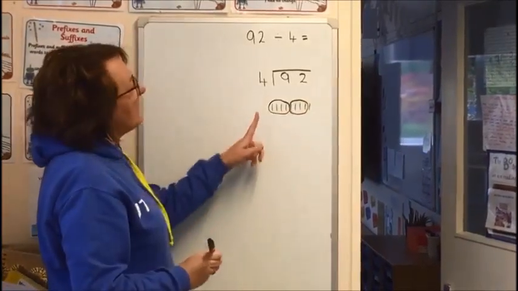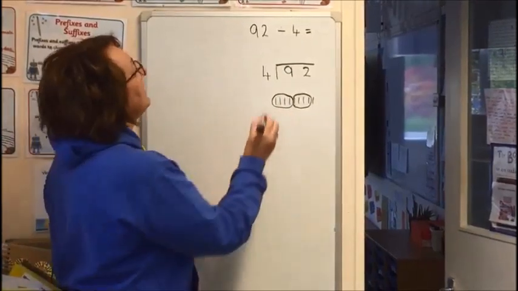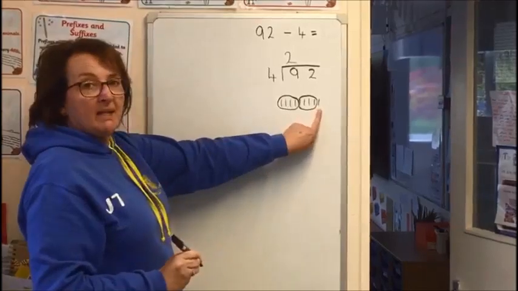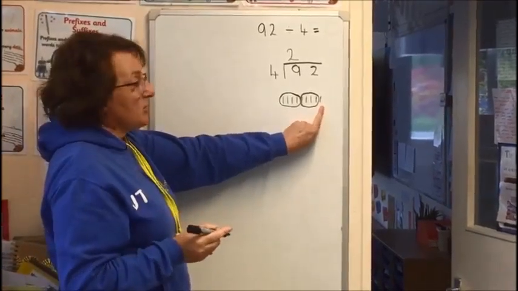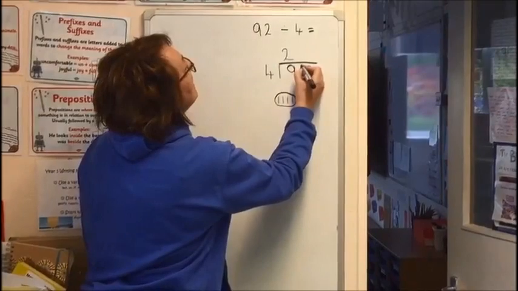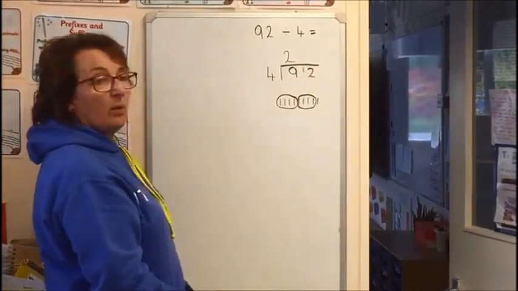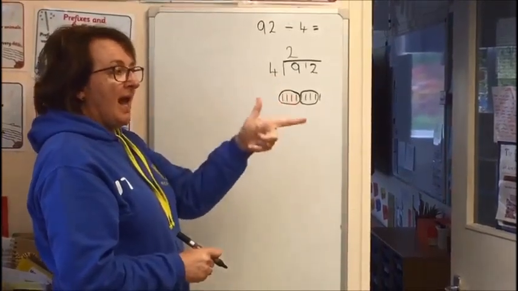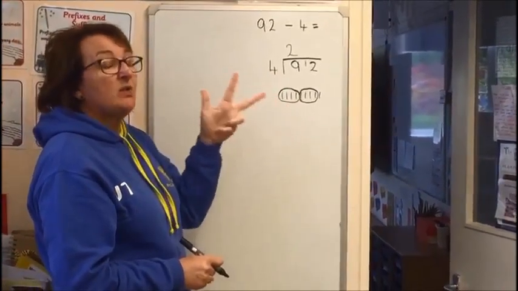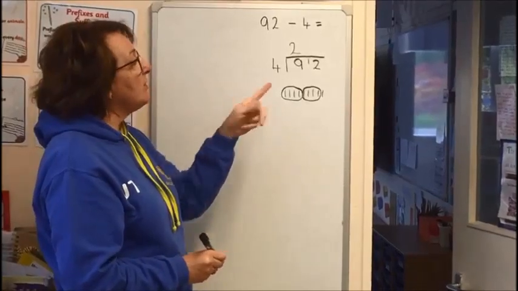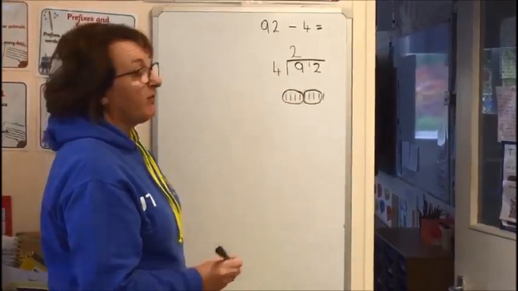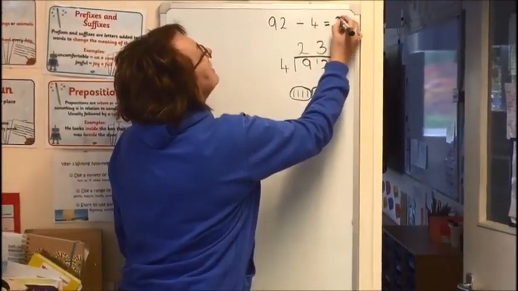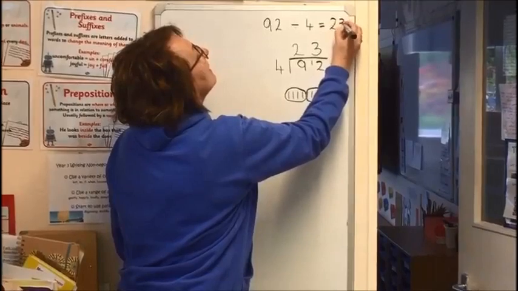So I know that there are 2 lots of 4 in 9, and I've got a remainder of 1 which I need to do something with. I just can't leave him there, so I'm going to put him in front of the 2 to make 12, and 4s into 12, 4, 8, 12. I know that 3 times 4 makes 12, so 12 divided by 4 is 3. So my answer is 23.